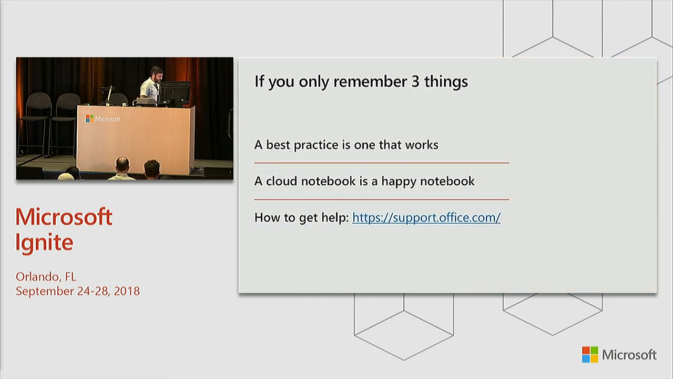So if you only take away 3 things from this, what I'd say is: one, a best practice is one that works for you and your organization. Two, a cloud notebook is a happy notebook. One thing that we didn't touch on before, but that is really important, is we've introduced a new sync engine that is dramatically faster. It is more reliable. You will see fewer sync errors with a little 0x hex code. And in fact, we can actually go and fix up issues proactively when we find them on the service now.